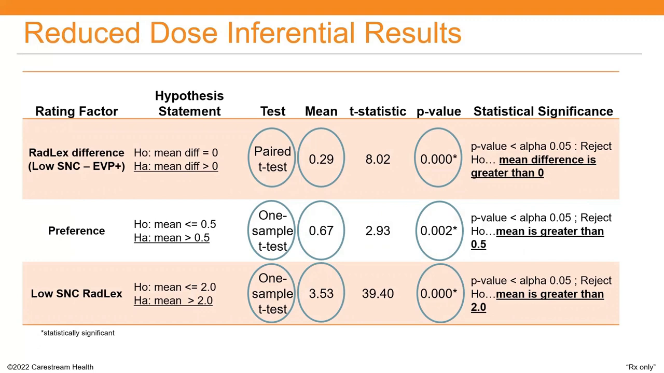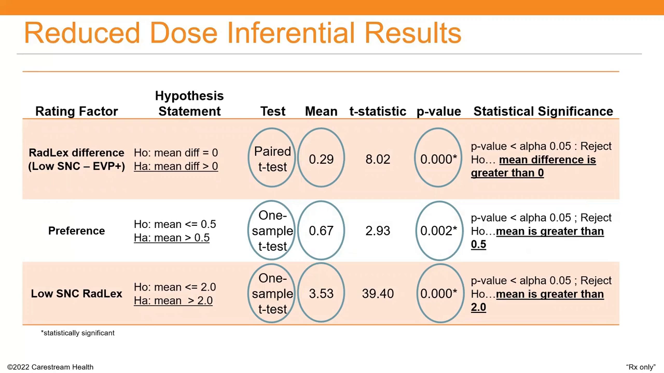The one sample t-test was used to determine if the mean preference ratings were in favor of SNC processing at a level that matters, greater than 0.5. This test demonstrates that the mean preference rating is greater than 0.5, and we conclude at the 95% confidence level that the SNC processing on reduced dose images is substantially more preferred over nominal dose images with EVP Plus processing alone.